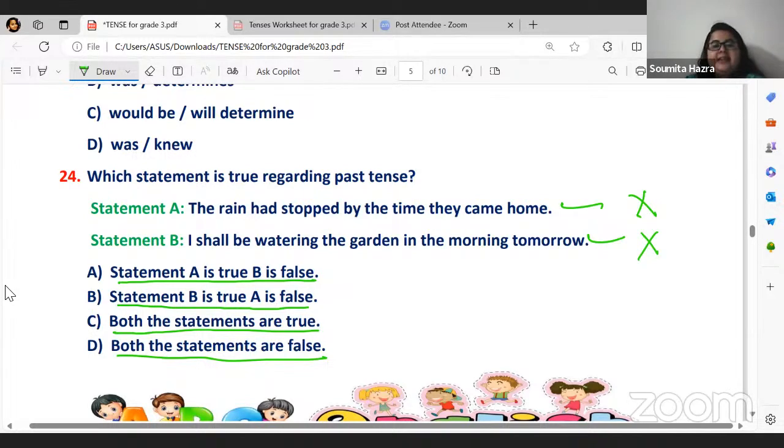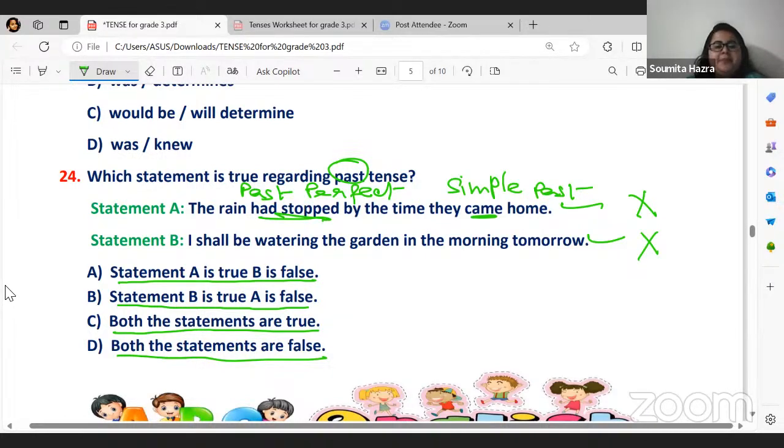See, the rain had stopped. This is written in past perfect tense. Came home is written in simple past. So this is written in past tense. Here it is said that it is written in past tense. They have not mentioned whether it is simple past, past continuous or past perfect, whatever it is. It is written in past tense. So sentence A is written in past tense.